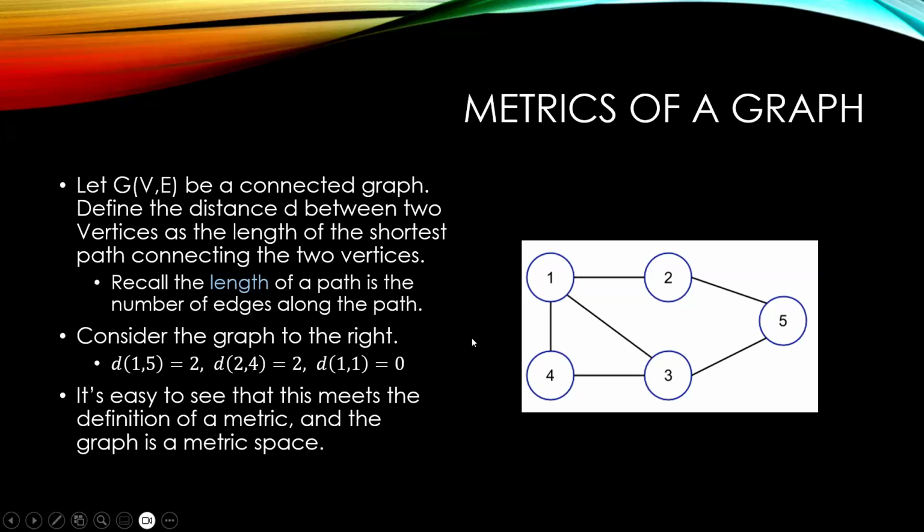Consider the graph to the right. If you're going from 1 to 5, that distance would be 2. If we are going from 2 to 4, that distance would also be 2 because we could go 1, 2. The distance from 1 to 1 would be 0. The only time you would get a distance of 0 is if you're going from a number to itself. And so it's easy to see that this meets the definition of a metric, and the graph itself is a metric space.